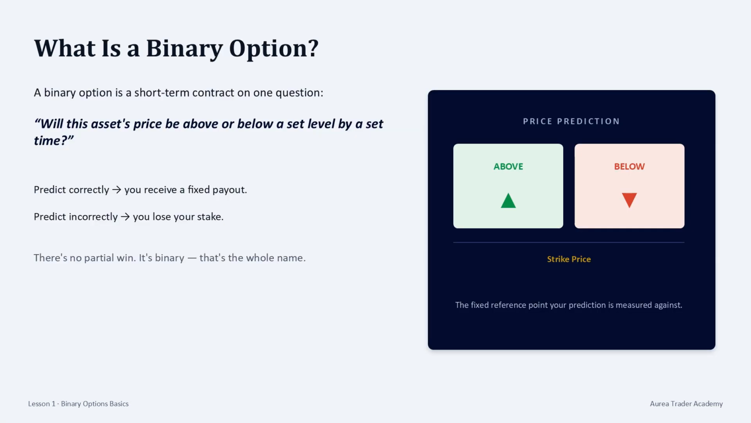A binary option is a short-term contract on exactly one question: will this asset's price be above or below a set level, by a set time? Get it right, you receive a fixed payout. Get it wrong, you lose your stake. There's no partial win, no in-between. That's literally where the word binary comes from.